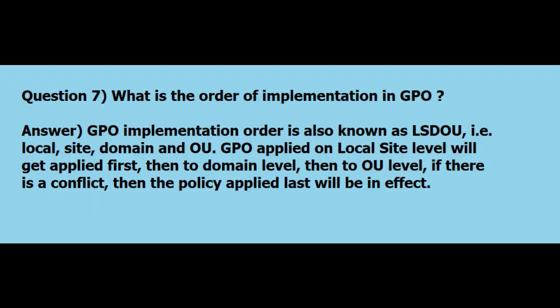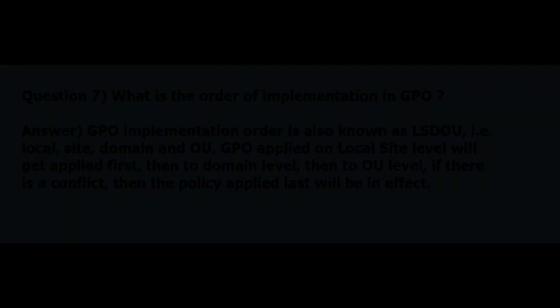Question 7. What is the order of implementation in GPO? Answer. GPO implementation order is also known as LSDOU. L stands for local, S stands for site, D stands for domain, and OU stands for organizational unit. GPO applied at local level will get applied first, then site, then domain level, then OU level. If there is a conflict, then the policy applied last will be in effect.